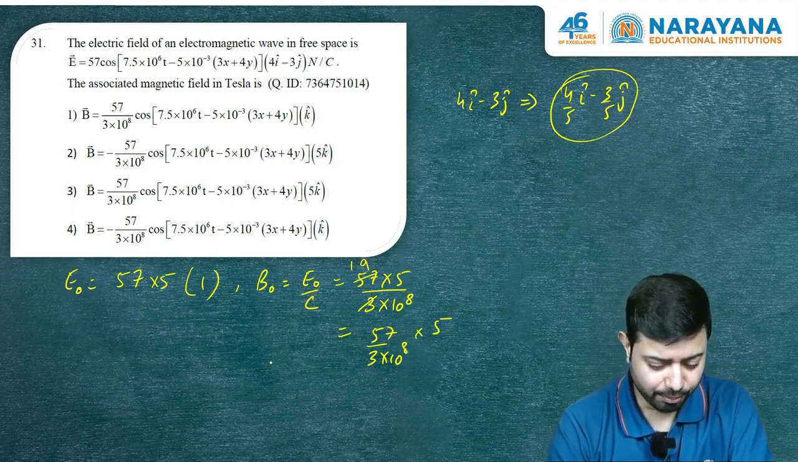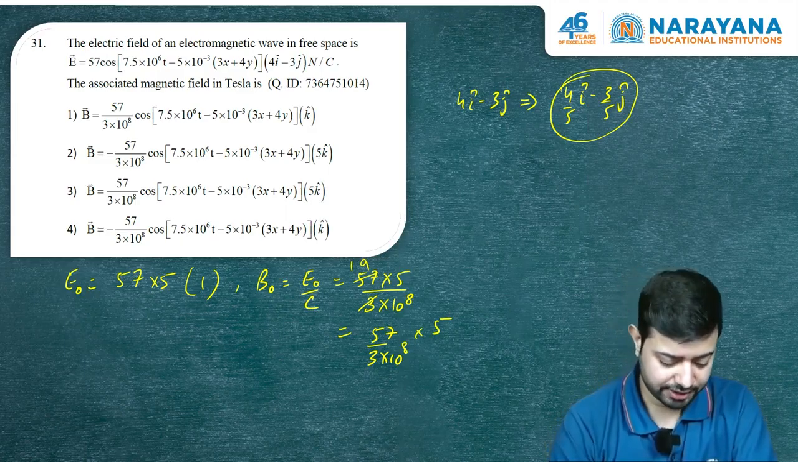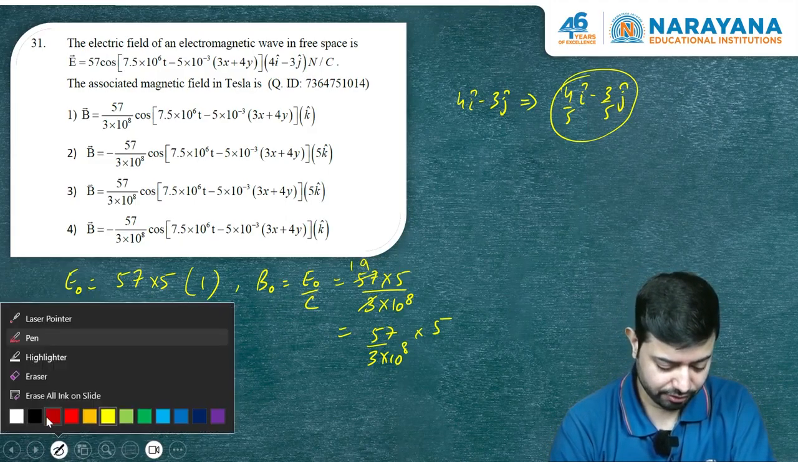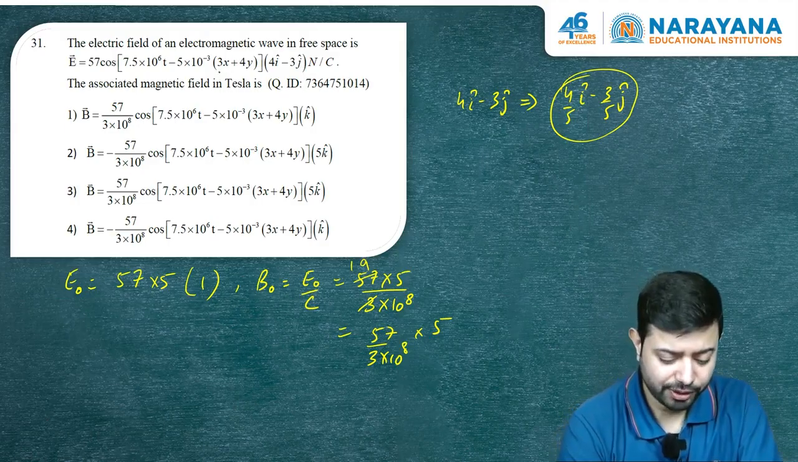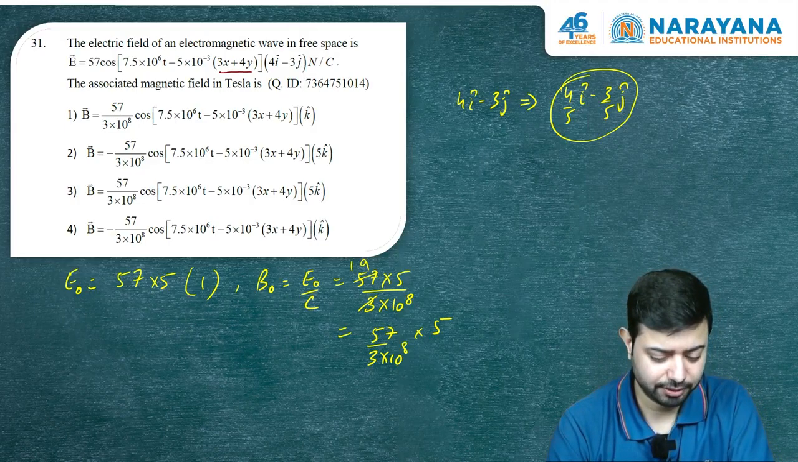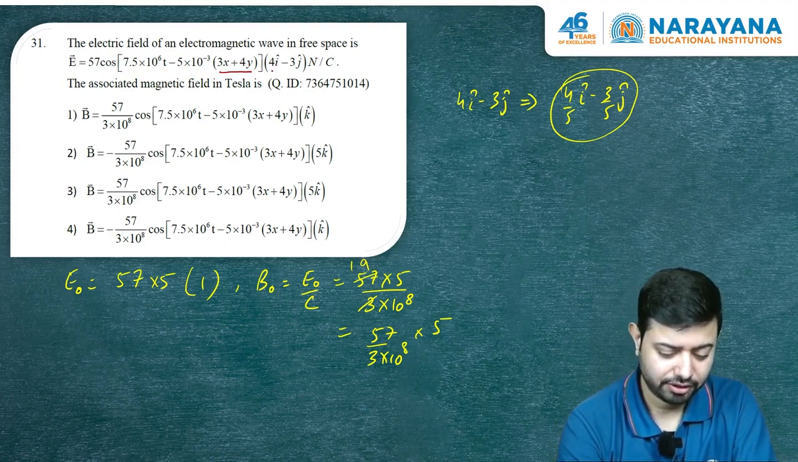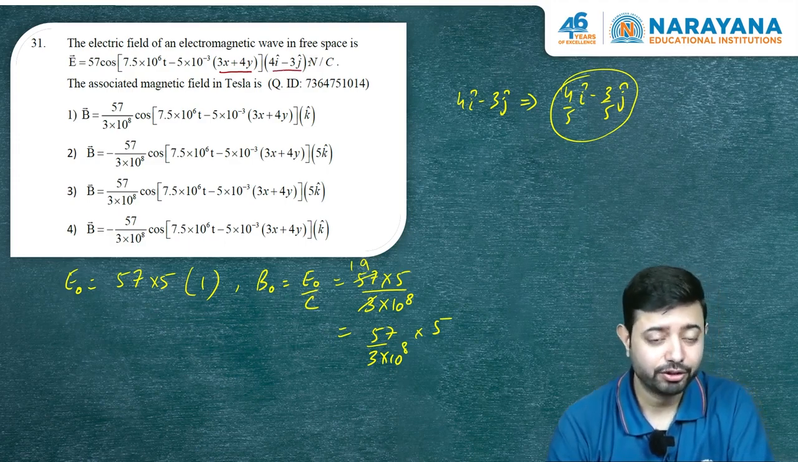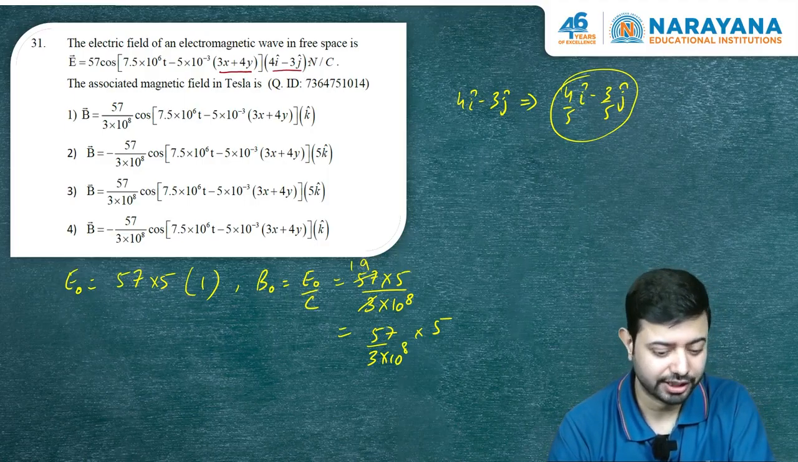So the question now is about the direction. Look at the direction first. Where is the direction for the electric field vector over here? What does this parameter mean? This is the k vector. This is going to represent the k vector direction. And then this is going to be the oscillation direction, 4 i cap minus 3 j cap.